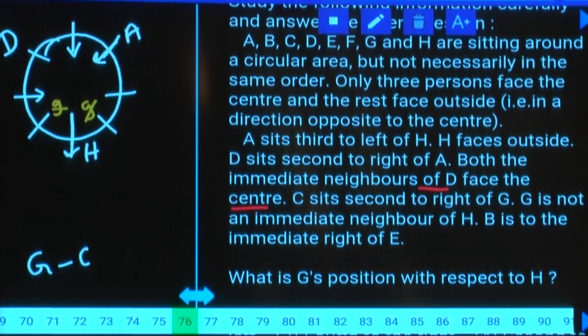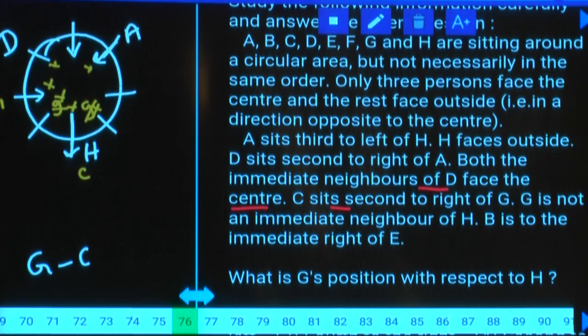Tell me whether G can be at this place or not. If G is here, G is facing towards the center. If G is facing towards the center, C sits second to the right of G, then C and H must be in the same place, which is not possible. Hence G cannot be here, and cannot be at these other places.